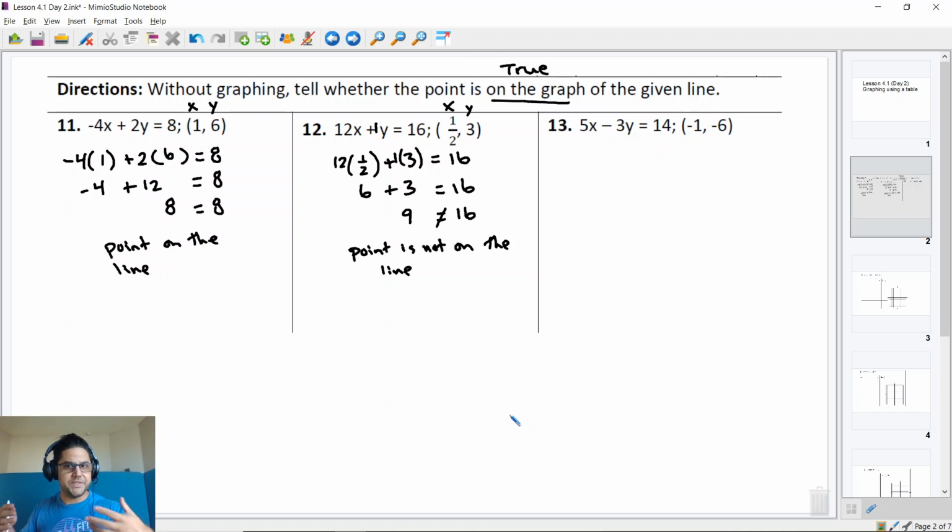So again, all I do is take my x and y, I substitute. Ooh, this next one I've got to be careful with some negatives. Again, 8th graders work a little bit too quickly, so let's slow down and be careful of our negatives. So we have 5 times x, and remember x is -1, minus 3y, so that's negative 3 times y, and y is -6, and that's equal to 14.